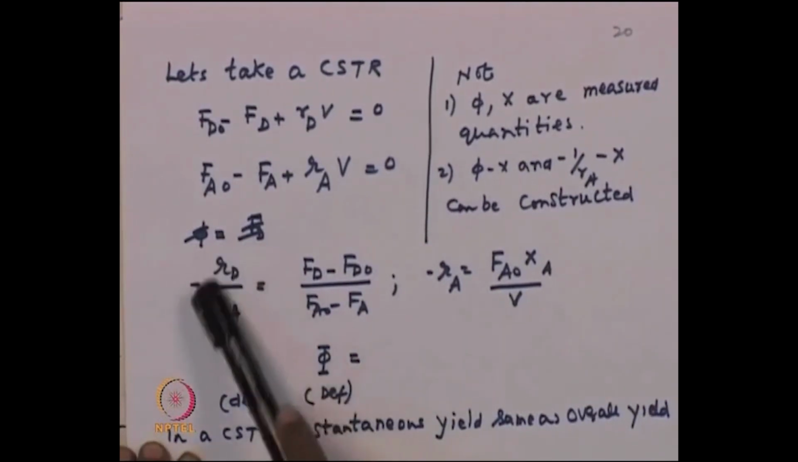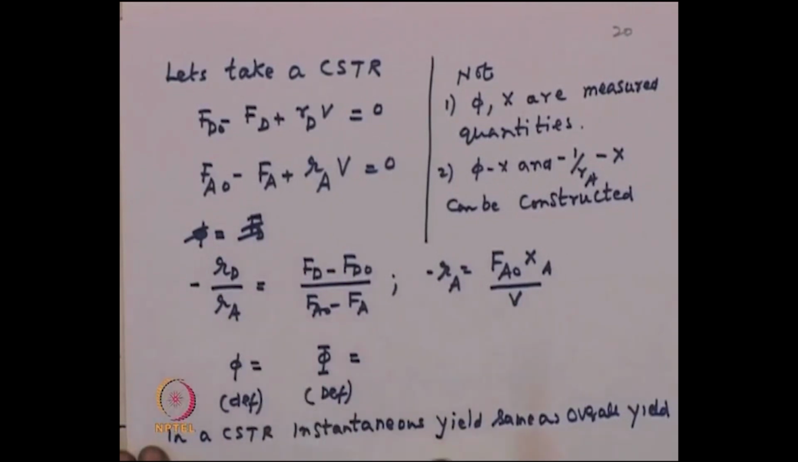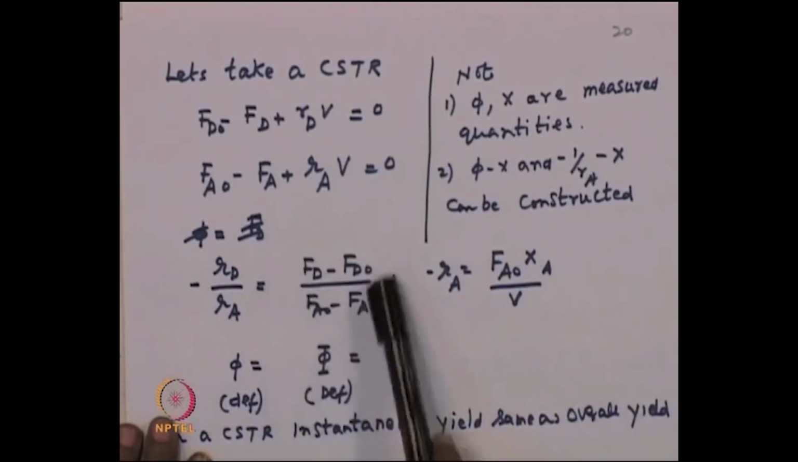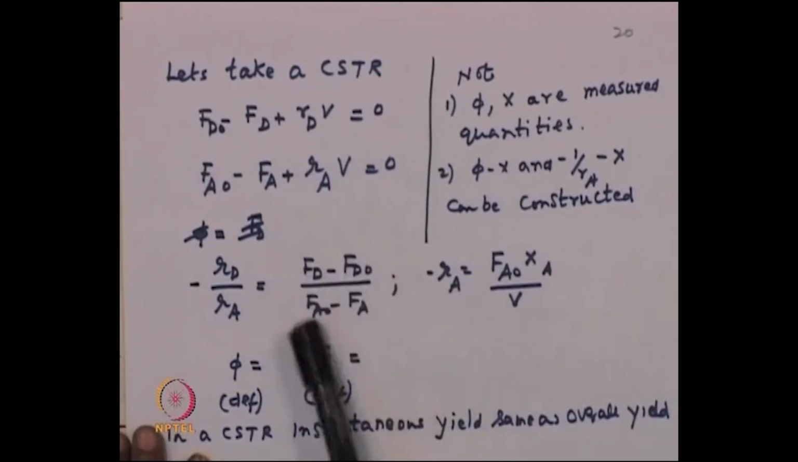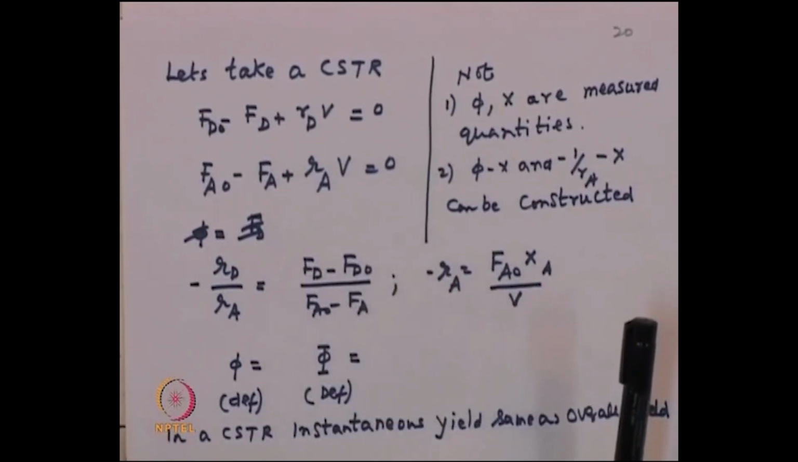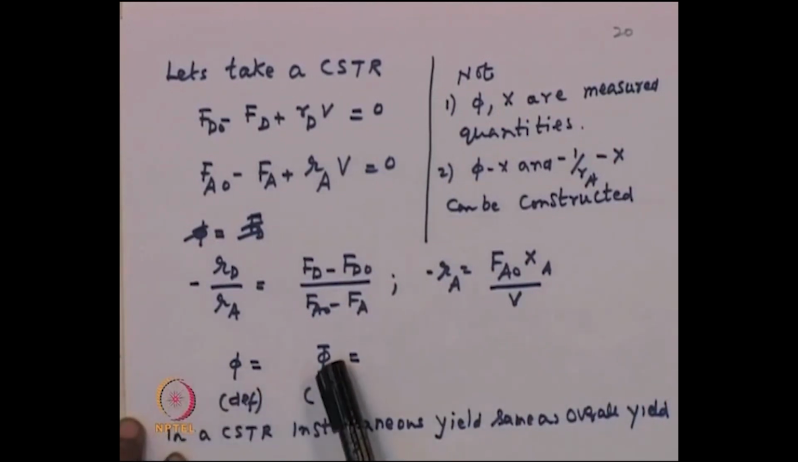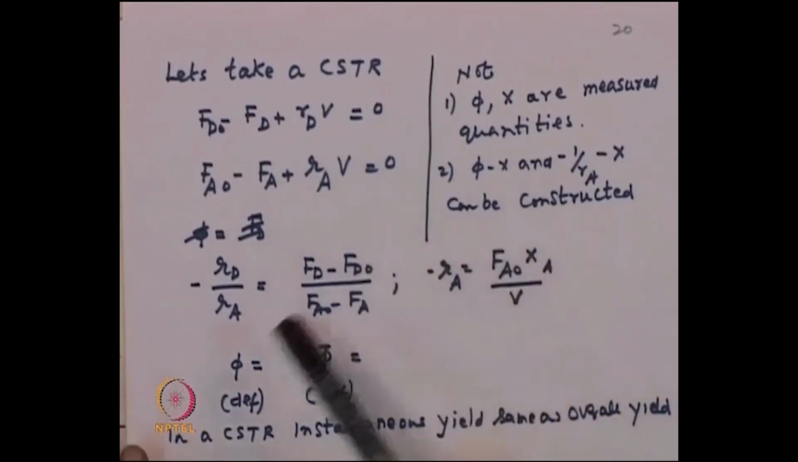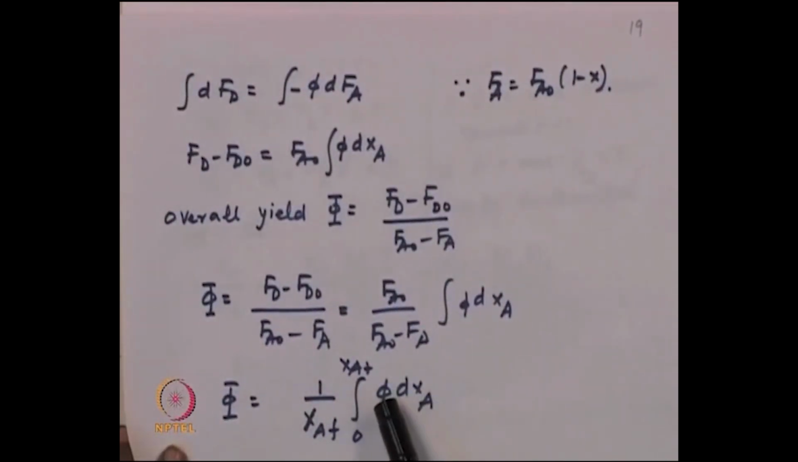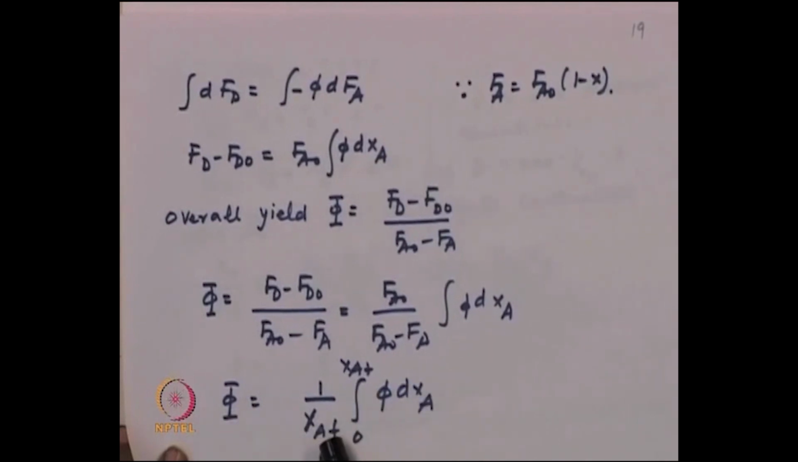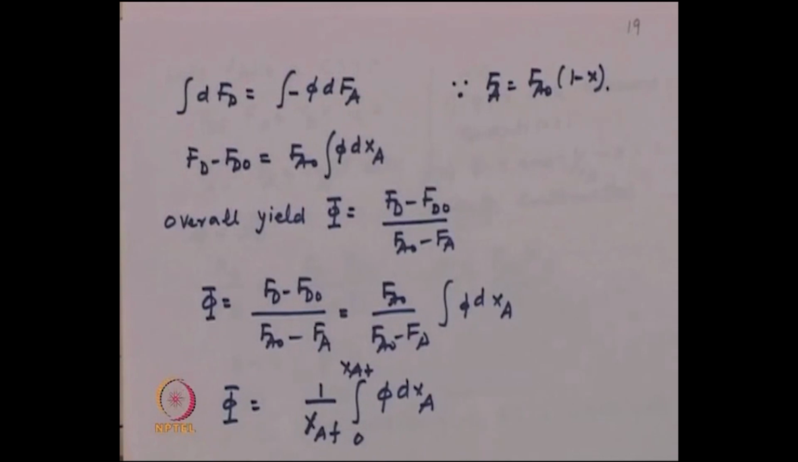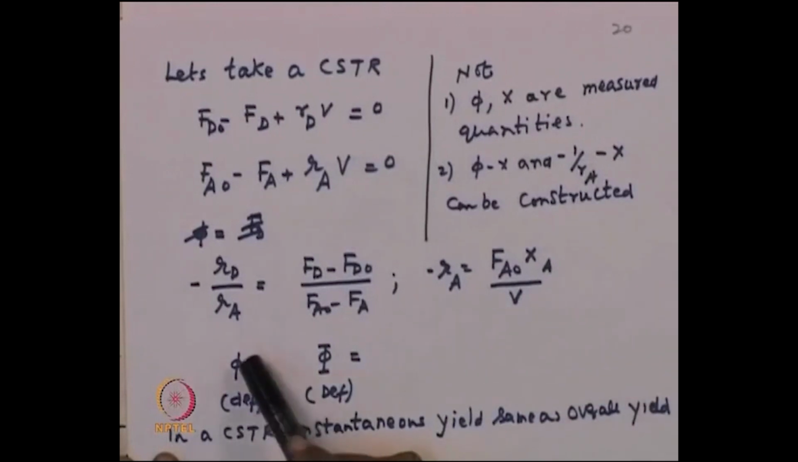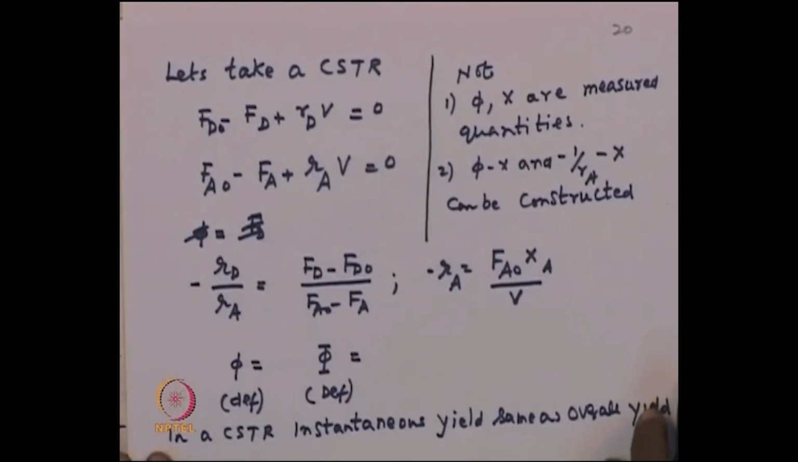Now, what meaning can we attach to this Rd by Ra? We said it is instantaneous yield. What meaning can we attach to the right hand side? Overall yield. What are we saying? In a single stirred tank, instantaneous yield is equal to overall yield. While in a PFR, the overall yield comes as an integral of phi dxa divided by xf. In other words, in a PFR the overall yield shows you an average in the equipment, while here it shows up directly. This is something that we all know.